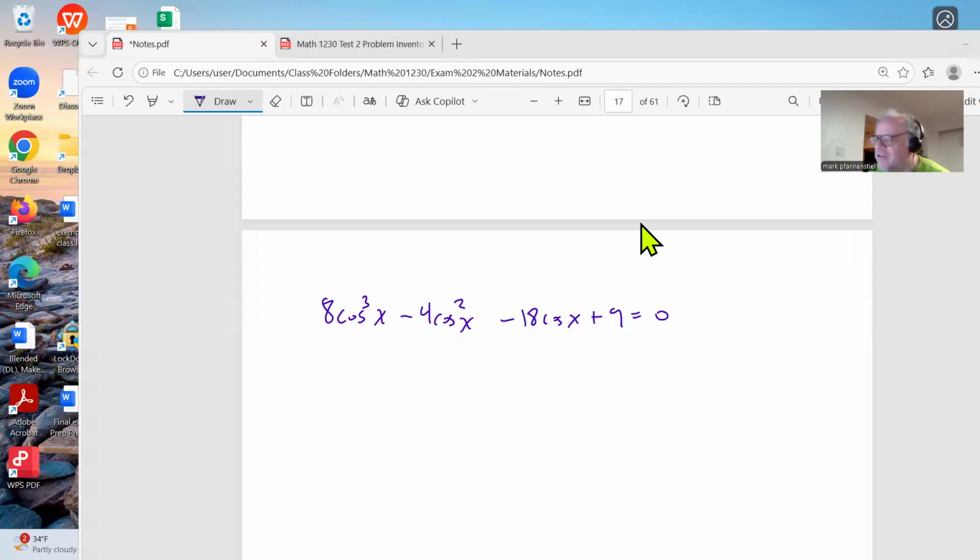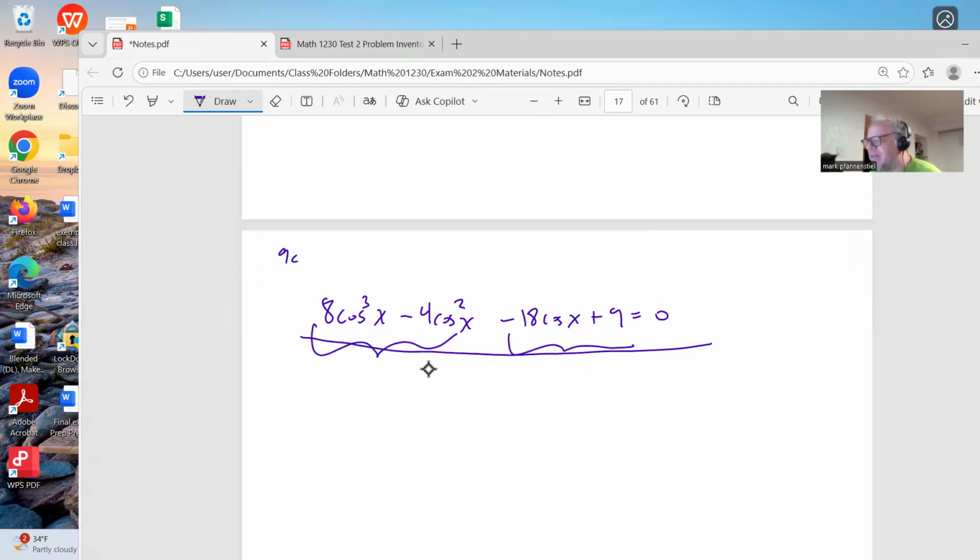All right, welcome back to trigonometry. So we have another problem. This is problem 9C. So here we are. We're looking at what's going on. We're going to go ahead and factor this thing. And again, we're going to look at first pair, second pair, and see what that does for us.